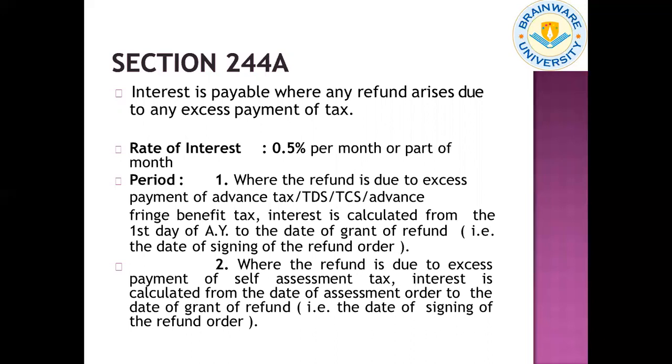244A, that is interest is payable where a refund arises due to any excess payment of tax. So that's what I'm talking about. When you pay an excess amount of tax, then what will happen? So here the rate of interest is 0.5%, and where the refund is due to excess payment of advance tax, or maybe TDS, maybe TCS, or advance fringe benefit tax, meaning the FBT, or anything like that, we will get 0.5% interest. But that is a very rare case. In most of the cases, I told you that the government will make it refund or make it adjusted in the next financial year.